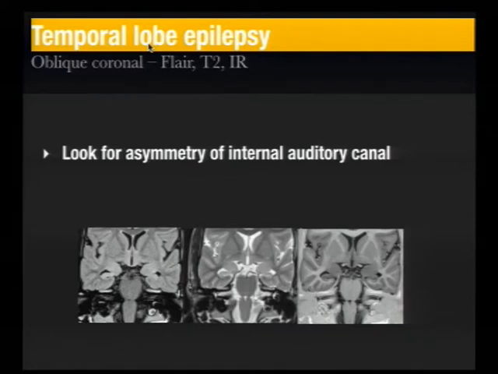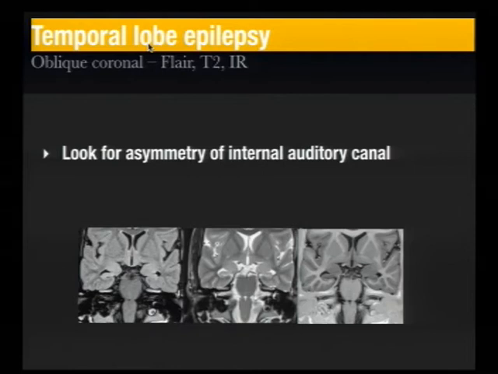Whenever you want to see MTS, always look for the symmetry of the images. The images should be symmetrical so that you can compare one side with the other side. For symmetry, we always look at the internal auditory canal. The internal auditory canal should be seen on both sides in the same slice. This means the images are symmetrical. And then you compare the intensity from one side to the other side.